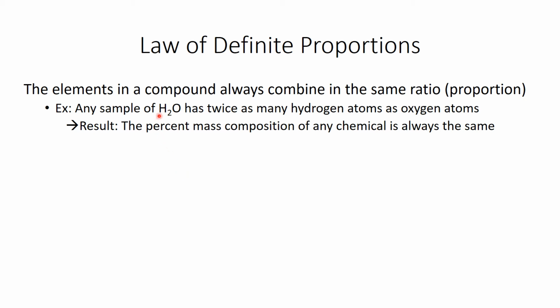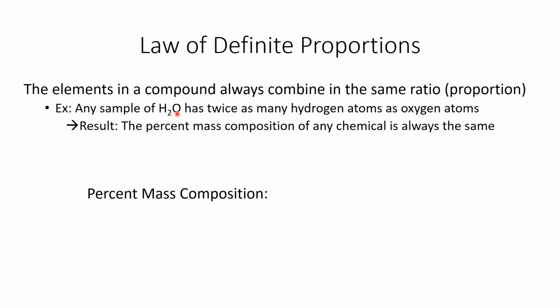So if you have H2O, you're always going to have twice as many hydrogen atoms as oxygen atoms. But the percent mass composition is always going to be the same because you have that fixed ratio. You're always going to have 2 hydrogen atoms for every 1 oxygen atom. Since hydrogen and oxygen atoms have the same mass on average throughout the universe, you're going to have the same ratios of the mass. So let's just work through a few examples here.